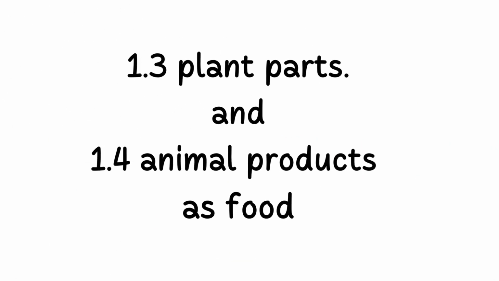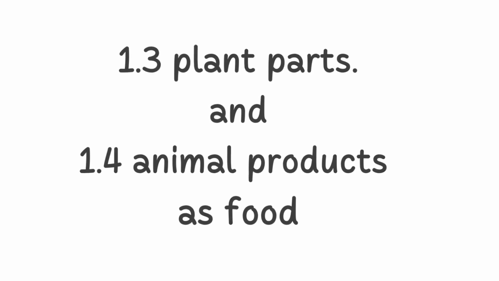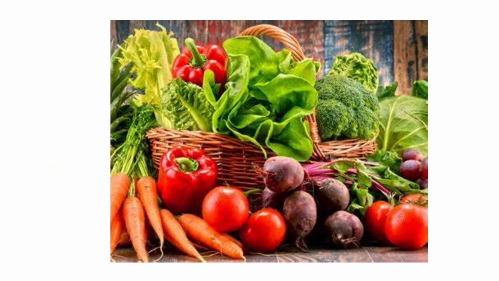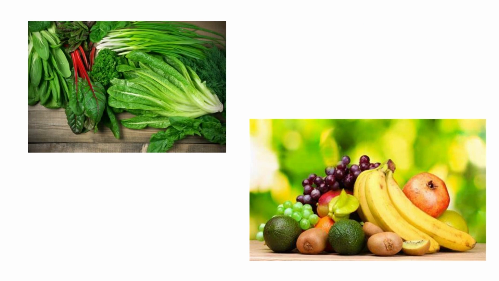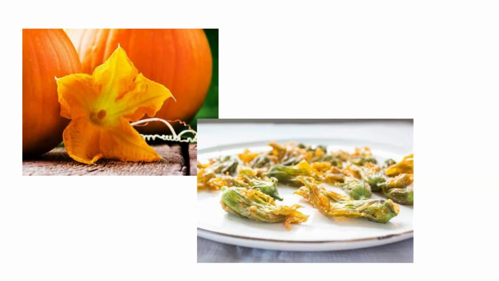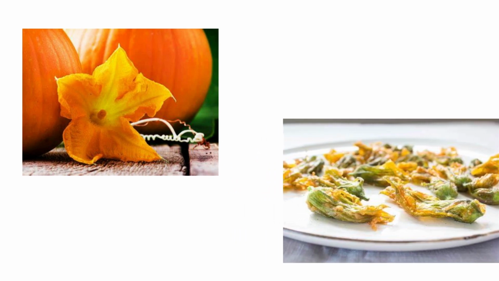Unit 3, Plant parts and animal products as food. Plants are one source of our food. Which part of the plant? We eat many leafy vegetables. We eat fruits of some plants. Sometimes roots, sometimes stems, and even flowers. Have you ever eaten pumpkin flowers dipped in rice paste and fried? Try it.